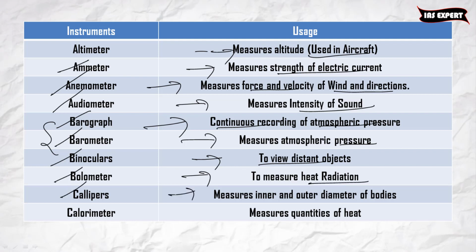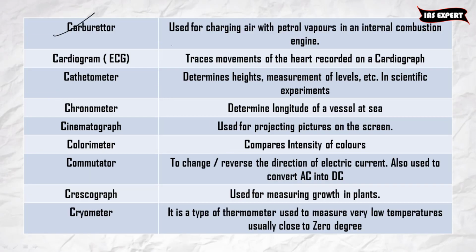Calipers. This instrument is used to measure inner and outer diameter of bodies. Calorimeter. This instrument is used to measure quantities of heat. Carburetor. This instrument is used for charging air with petrol vapors in internal combustion engines. Cardiogram. In short form, it is called as ECG. This instrument is used to measure traces movements of heart recorded on cardiograph.